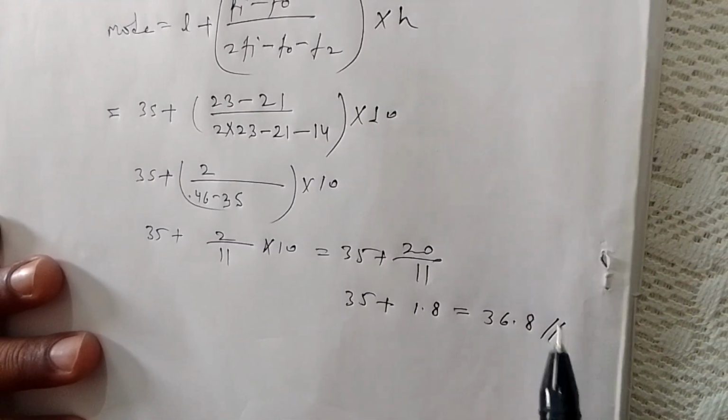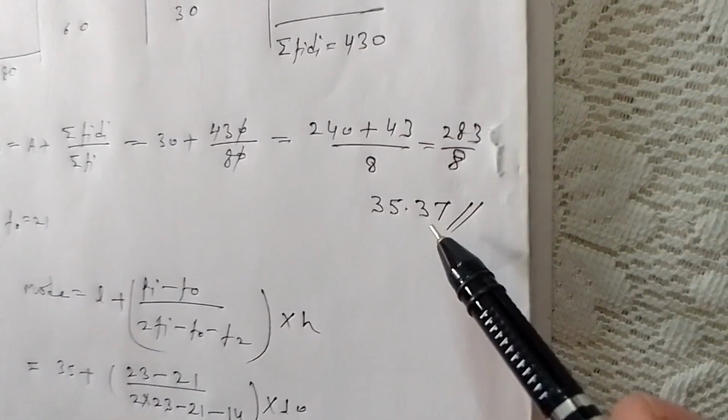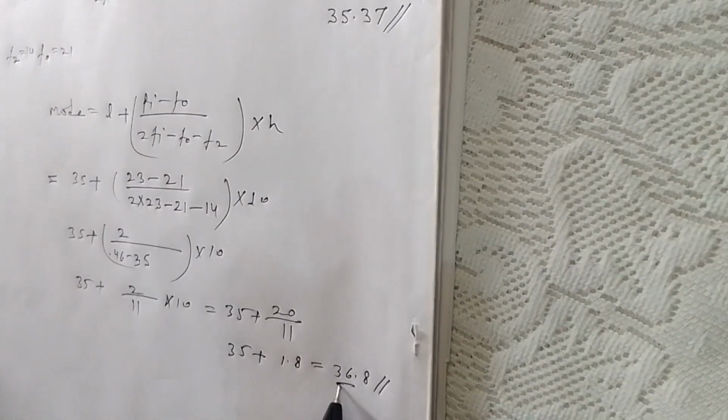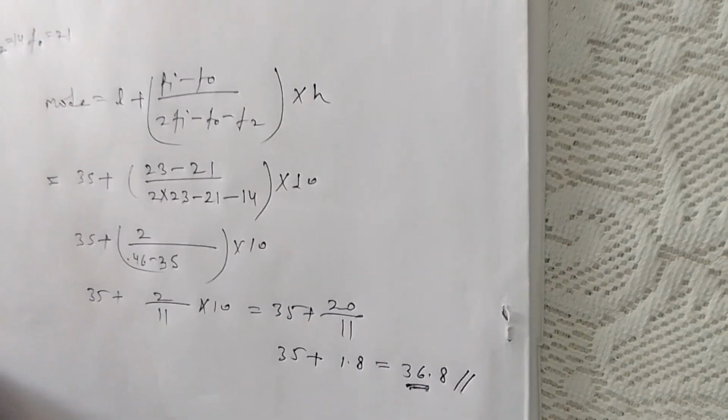That is the mode. So the difference between the mode and mean is very small. The mode value comes out to be 36.8 and the mean value comes out to be 35.37. This is the comparison between the mode and the mean. This is the question.